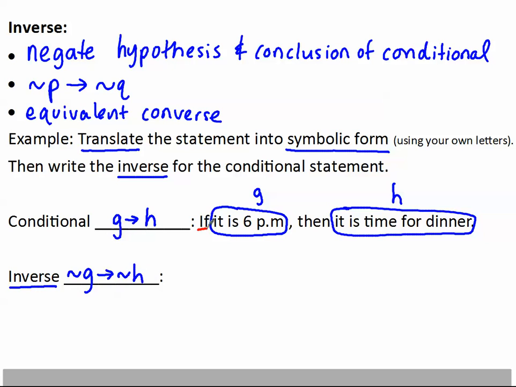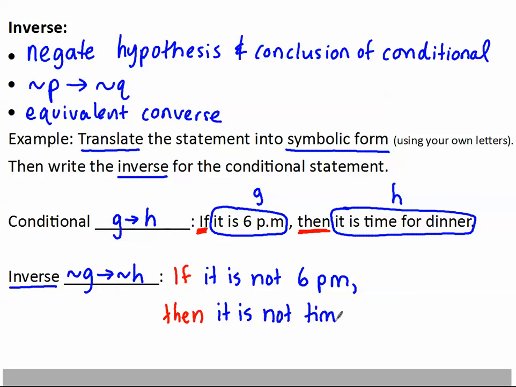Notice again, I did not circle the if, I did not circle the then. So those parts of the statement stay there. What changes is the hypothesis. It is 6 p.m. turns into it is not 6 p.m. Then it is time for dinner, then it is not time for dinner. So there's the inverse.